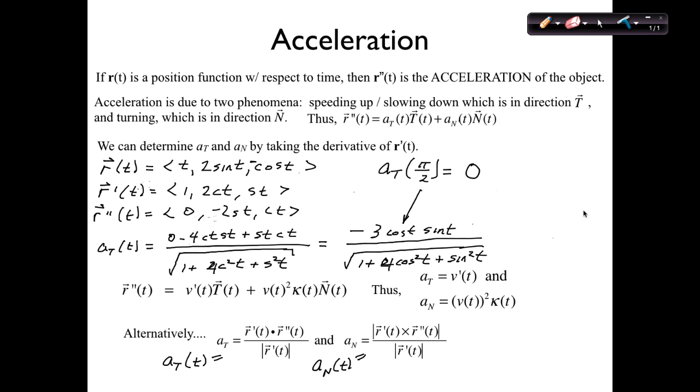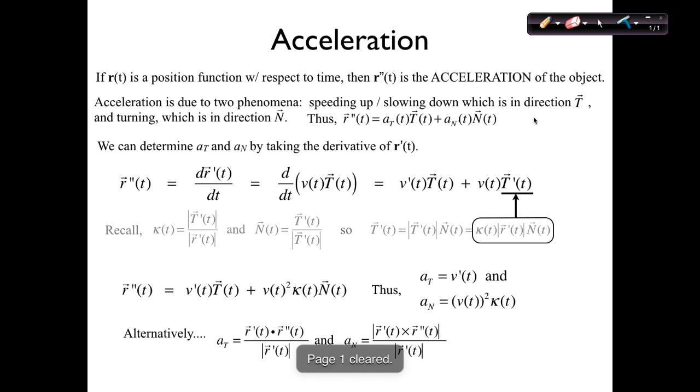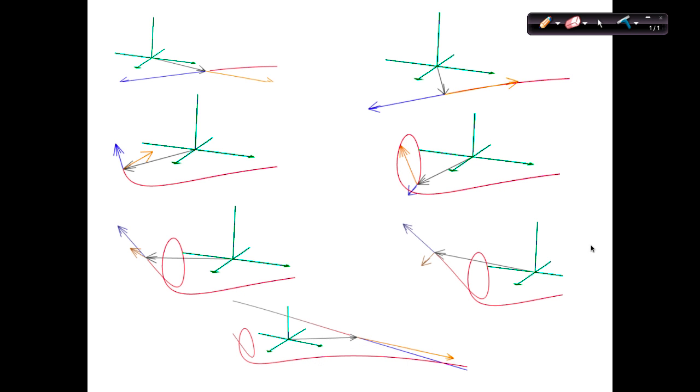So let's go back to the orange vector. Any questions about this? Here's some snapshots along the way. So read it like a book. So first one, second, third, fourth, fifth, sixth, seventh.